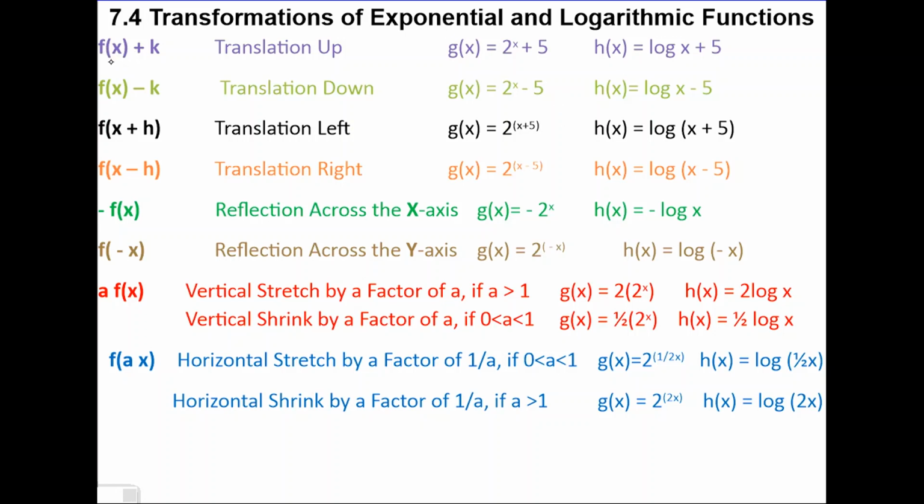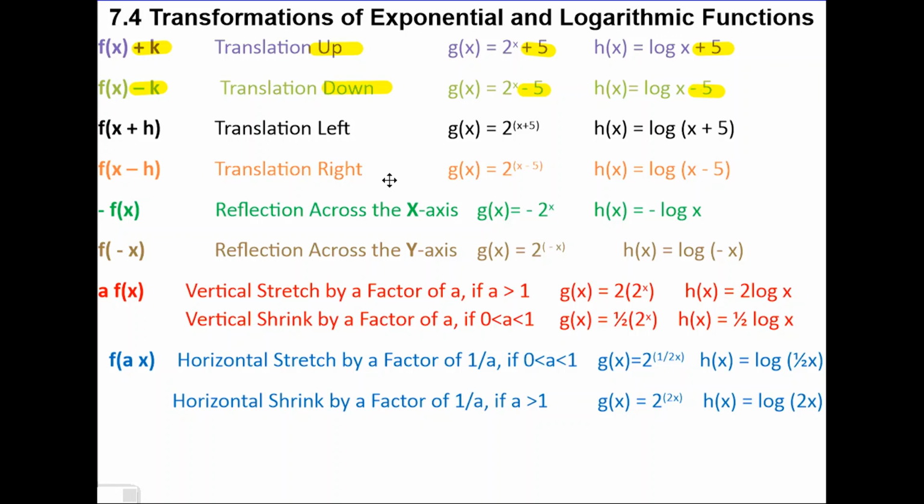We start out with f of x plus k is a translation up because of the plus k on the end. So if our x is in the exponent, the plus 5, for example, is on the end. Our x is here with a log, the plus 5 is on the end. Same thing with the translation down. It's a minus, so it's down. So it's minus 5 here on the end or minus 5 here on the end.